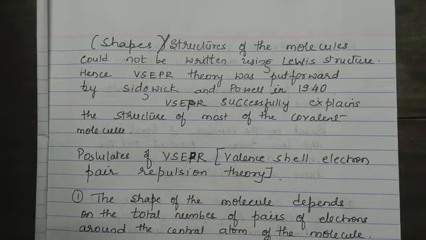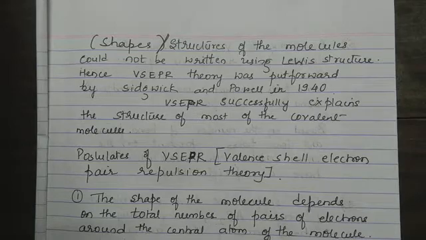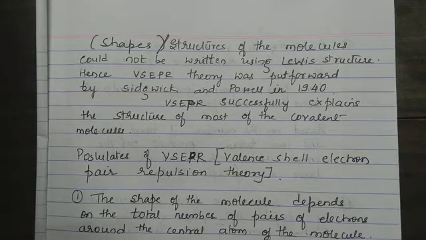In today's video, let us learn about VSEPR theory. VSEPR refers to valence shell electron pair repulsion theory. So here we are going to consider the electrons present in the valence shell of an atom and how it is related to the structure of the molecule.